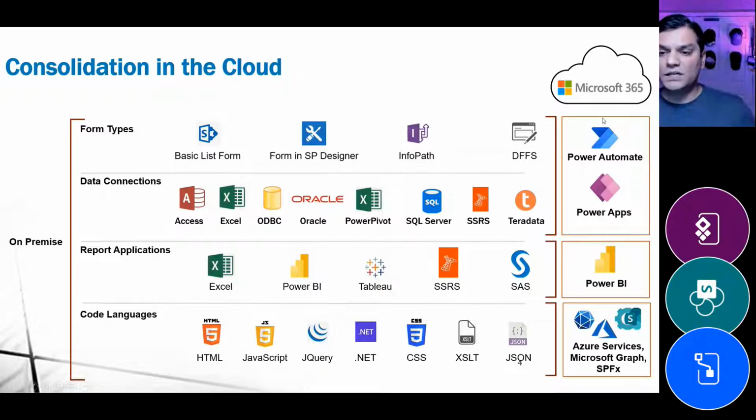When it comes to forms and workflows, you've got Power Automate, Power Apps. When it comes to reporting, you've got Power BI. And for any of the custom solutions that you build, you've got all these services available on the Microsoft side, which is Azure Services. You've got Microsoft Graph. You've got SharePoint Framework. You've got whatever you have on-prem. Granted, it's not a one-to-one transition or comparison, but there's stuff that goes up over here.